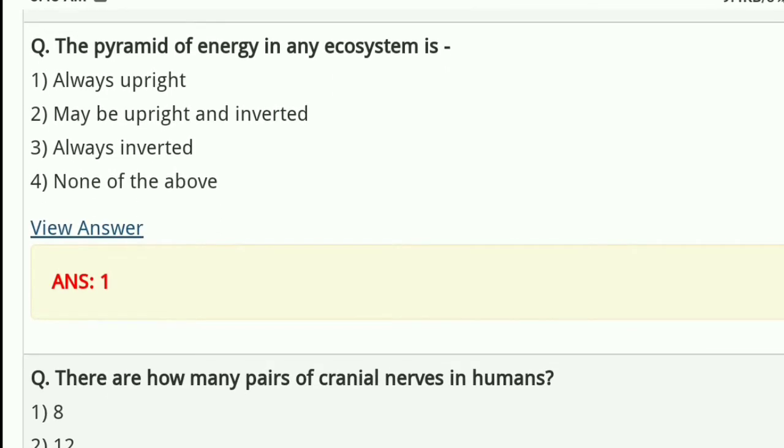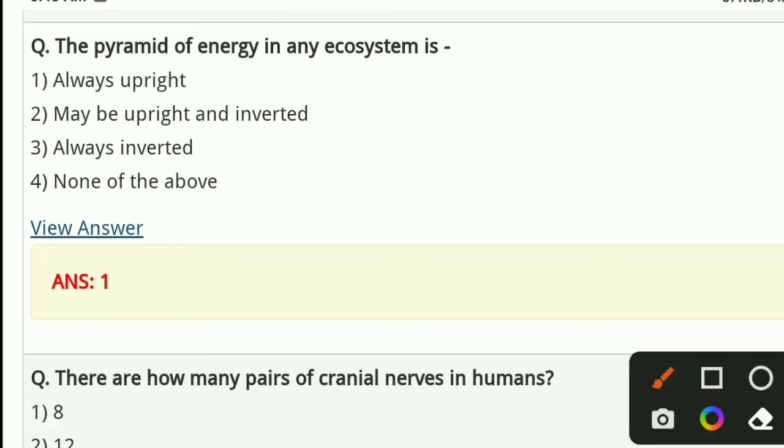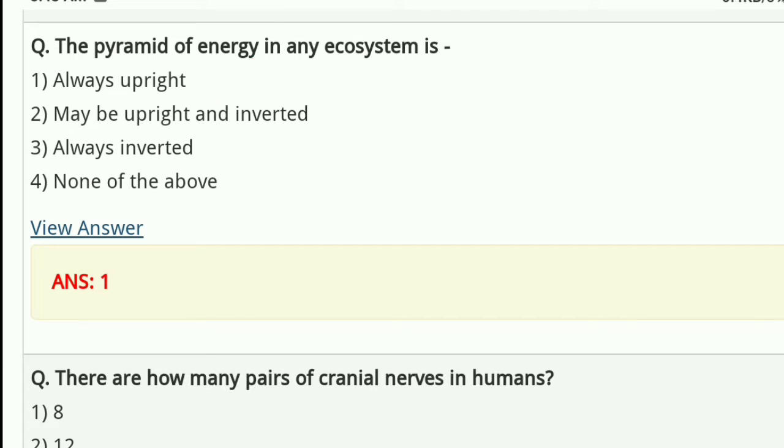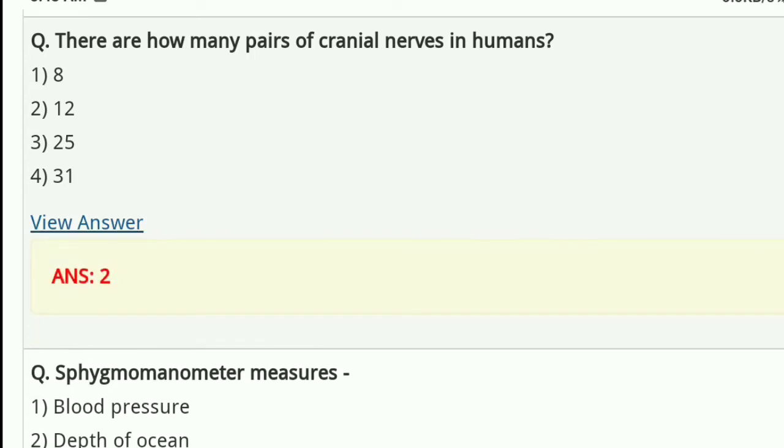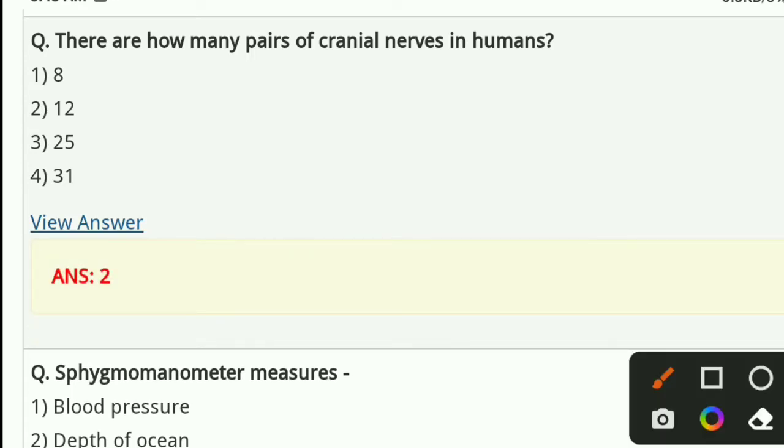Next question, the pyramid of energy in an ecosystem is. Right answer is always upright. Next question, there are how many pairs of cranial nerves in humans? View the answer. The correct answer is 12.